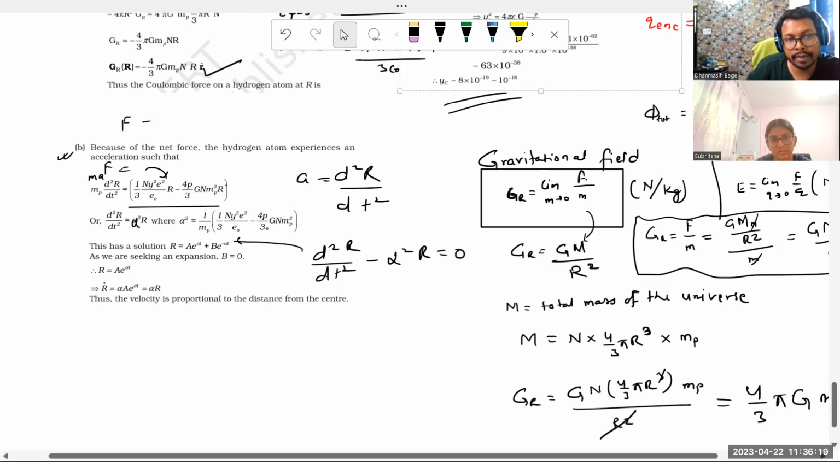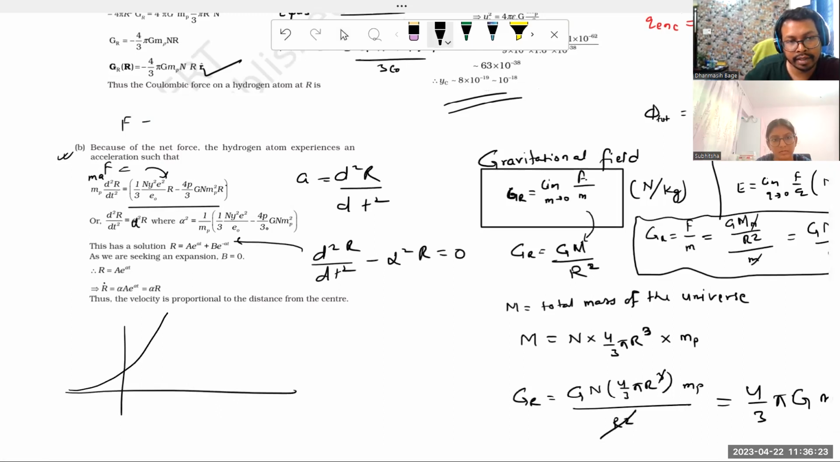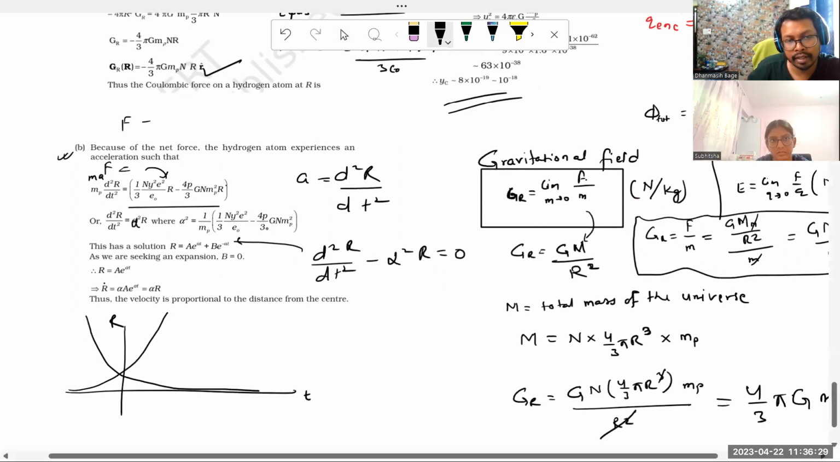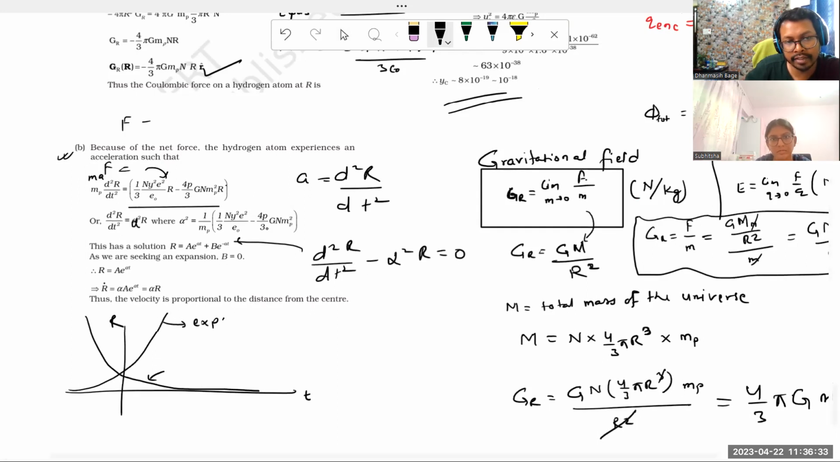Now, for expansion, if you draw these graphs, one graph is something like this, and one graph is something like this. So as t is increasing, R versus t. Obviously this represents expansion, right? So this will not be the value. This will be the value. For expansion, this B should be 0. So R is this much.